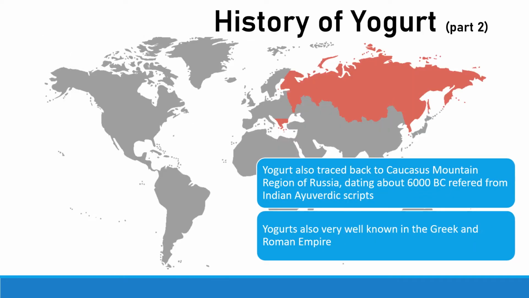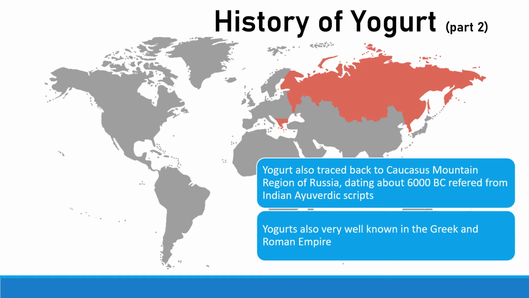Yogurt is also traced back to the Caucasus mountain region of Russia, where the people are mostly nomadic, and as subsistence used both milk and meat of cows, sheep, goats, and yaks. The fermented product from this region, known as kefir, translated as good feeling, also earned its reputation as a gift of gods because of its health benefits.